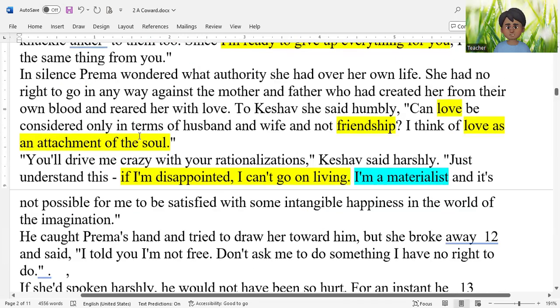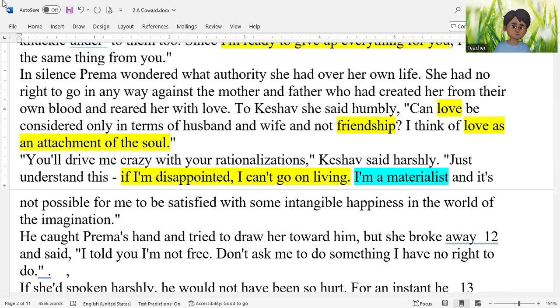"In silence, Prema wondered what authority she had over her own life." Now, this is a very important point here because it raises another issue. What issue? The issue of women's freedom. And in your note copy, under the heading theme, write down this story has the theme of women's freedom. Right? So, in silence, Prema wondered what authority she had over her own life. Now, note down that Prema has no control over her own life. And understand that women have no control over their own life.